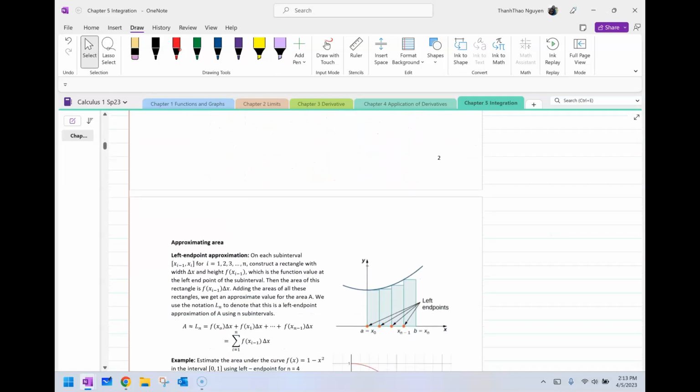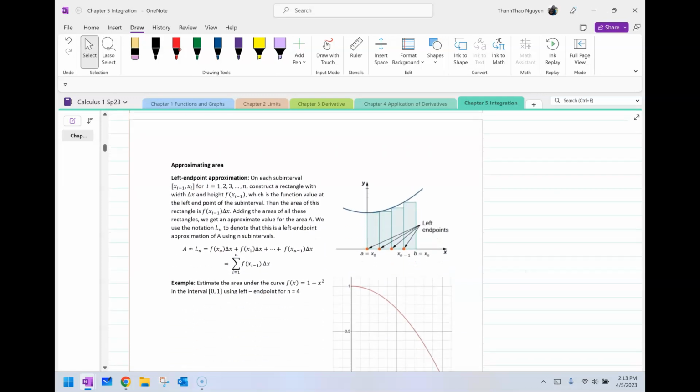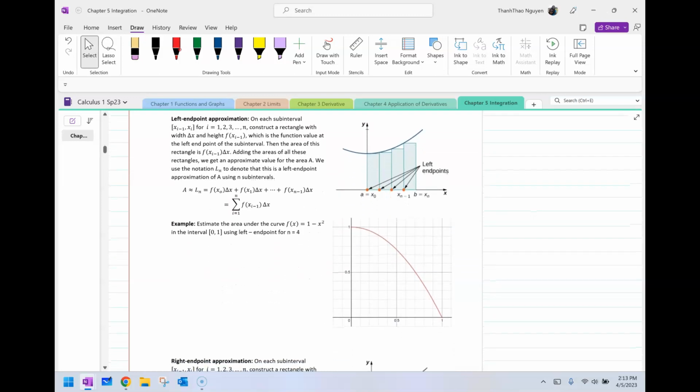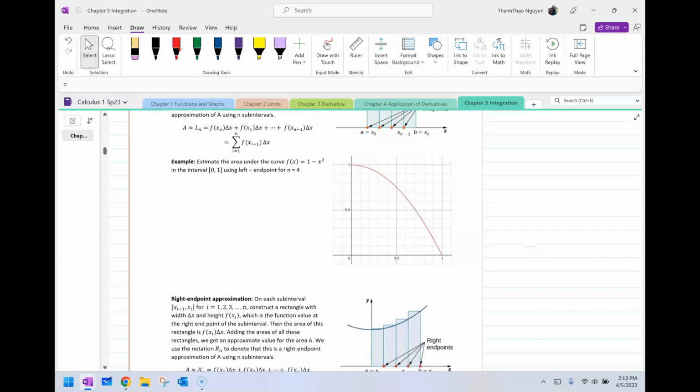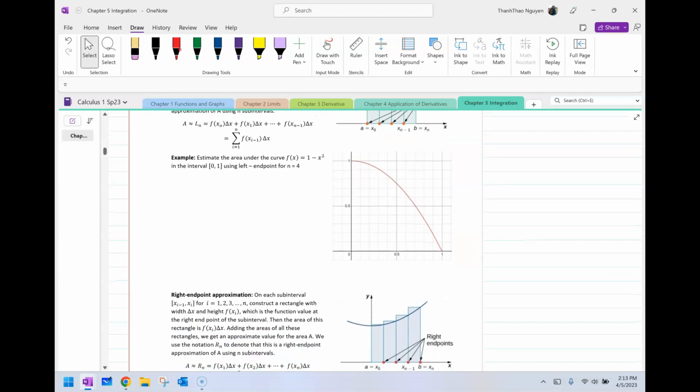How do we use this to approximate the area? Okay, so we divide the area under the curve into small rectangles in order to help us estimate the area under the curve. So let's see how we do that. Estimate the area under the curve of f of x equal 1 minus x squared in the interval 0, 1 using the left endpoint for n equal 4.